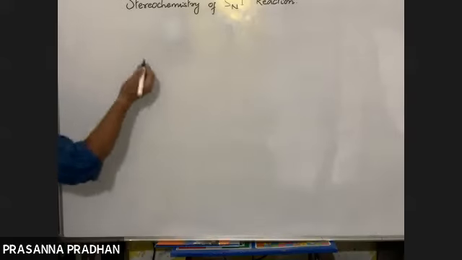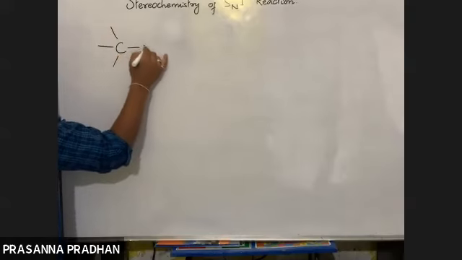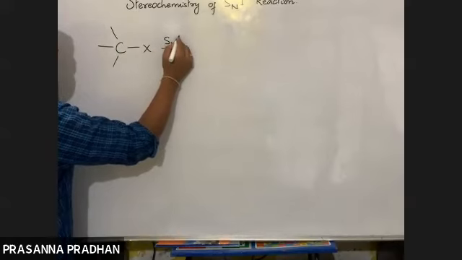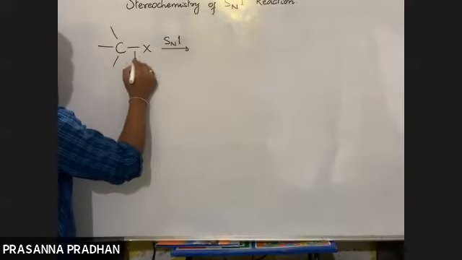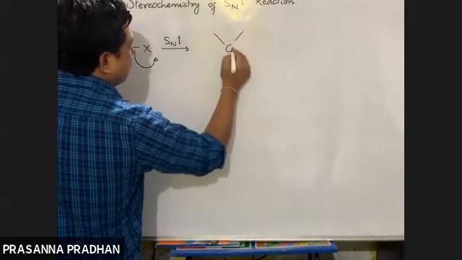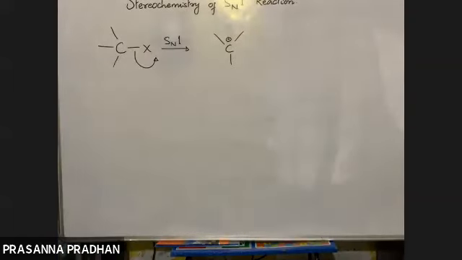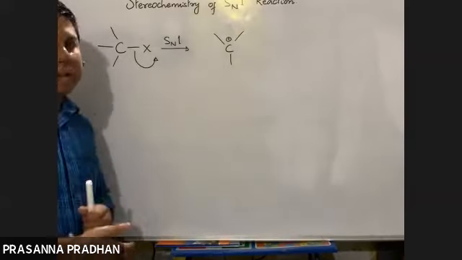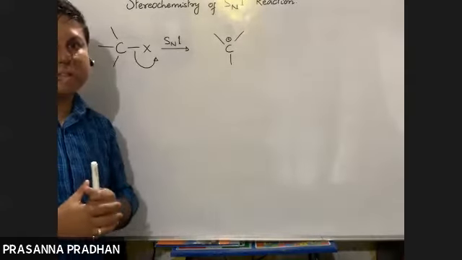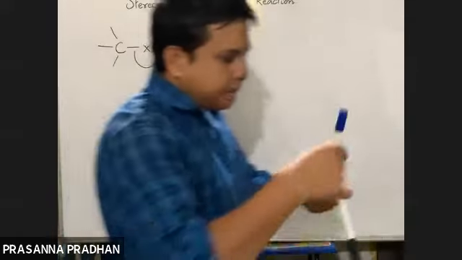The first step: suppose we have an alkyl halide like this. These are the three bonds and we have a halogen. So what happens during an SN1 reaction? During an SN1 reaction, there is going to be an ionization of the substrate leading to the formation of a carbocation. And remember, a carbocation is sp2 hybridized. What is the structure of this carbocation? It is trigonal planar.